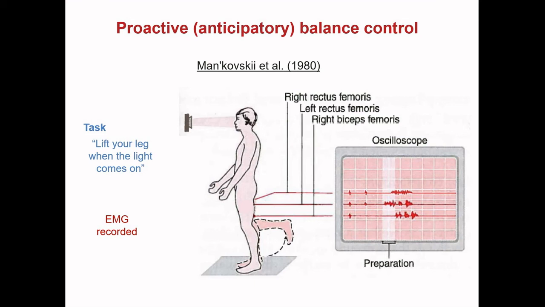Let's now look at a very simple example of proactive balance control. In the experiment depicted here, participants perform the very simple action of initially standing with both feet on the ground, and then when a signal light comes on, they lift up their right foot behind them. From the outset, participants know the action they need to perform when they see the signal light come on. The researchers here recorded the activity of the right rectus femoris, the left rectus femoris, and the right biceps femoris, both leading up to and during the execution of the action.